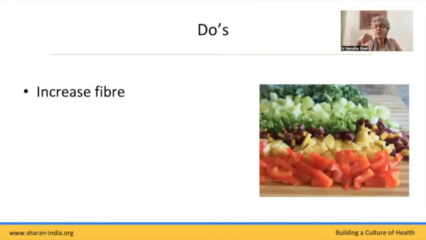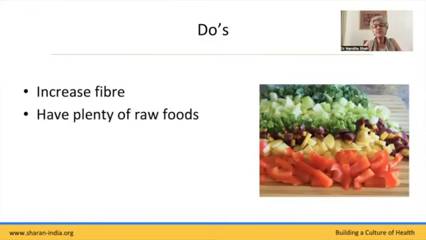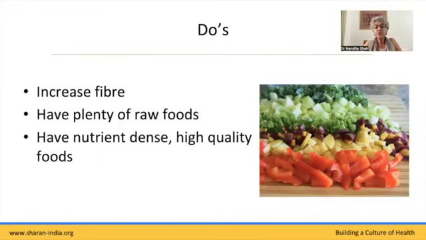So a few do's and don'ts for digestive health. Do's: increase the fiber. Even if you can't digest raw, make sure that you have whole foods steamed and gently increase the raw foods as you can. And make sure to have a nutrient-dense, high-quality diet. That means eat all the colors of the rainbow every day if you can, and high-quality foods. That means go for the best quality you can.